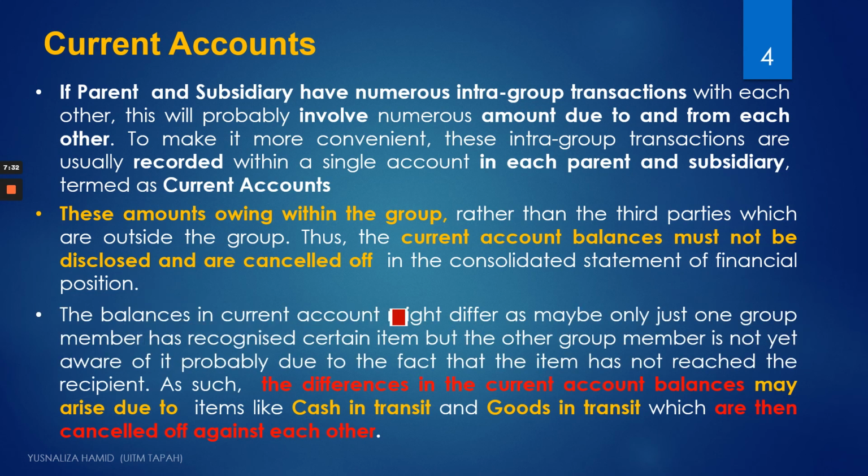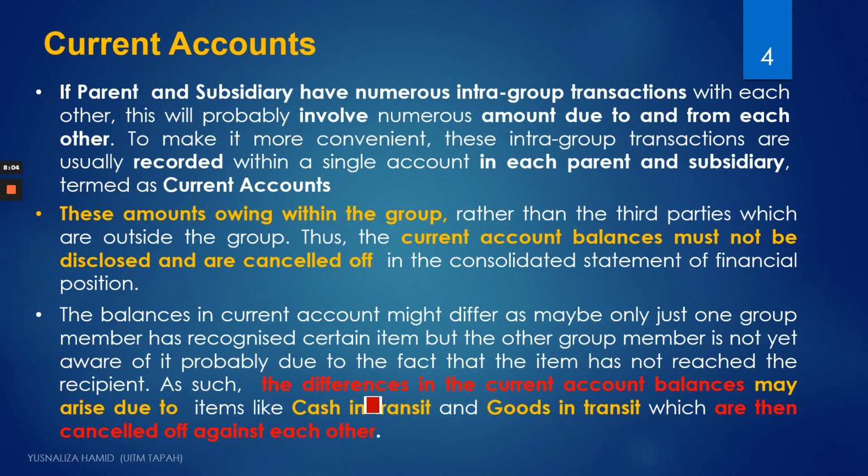The balances in current account may differ, meaning to say that it may not agree. Let's say the current account balances of the parent might be 100,000 and the current account balances of the subsidiary might be 80,000. So the difference of 20,000 is the case where maybe one group member has recognized certain item, but the other group member, the parent for example, is not yet aware. Probably that was due to the fact that the item has not reached the recipient.